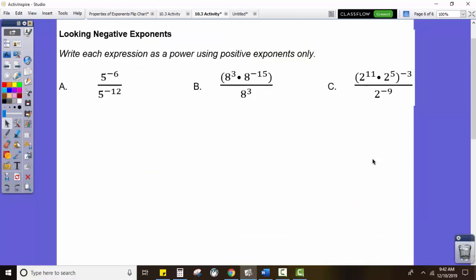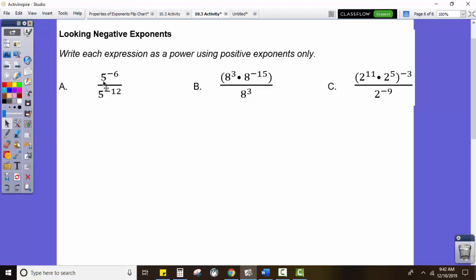Okay, for the last few examples here, we're going to use multiple rules of the power rules because we might have some multiplying powers, we'll have some power to a power, and we'll have some dividing powers. So remember, you're either probably going to add, subtract, or multiply the exponents. You've got to keep that straight.